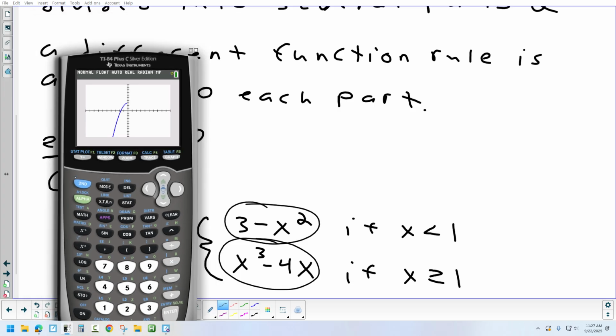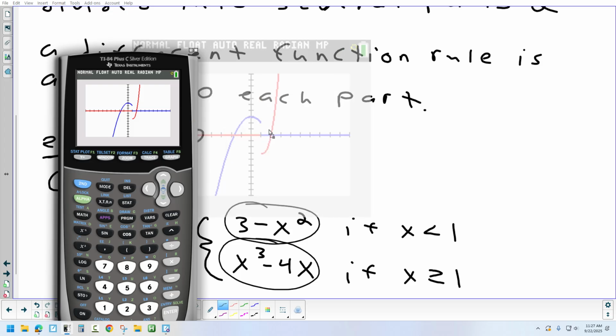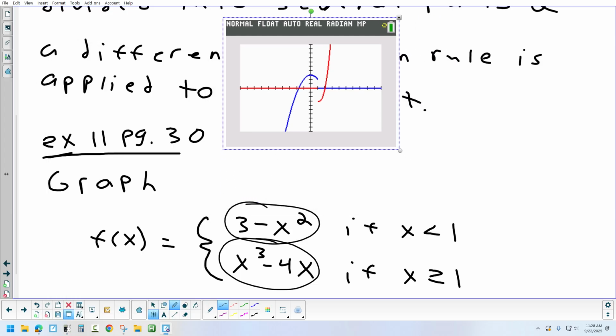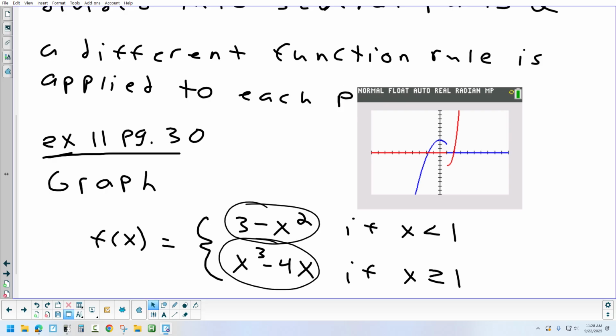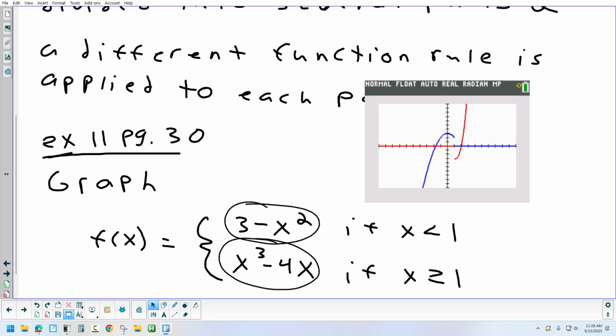So there's the blue one. Just stops, ignore that part. Same thing, ignore that part. And there's the red one. So it's two different graphs, or two different equations making one picture. And let me just put in the axis right here. So pretend like you can't see the colors. That's what this picture looks like.